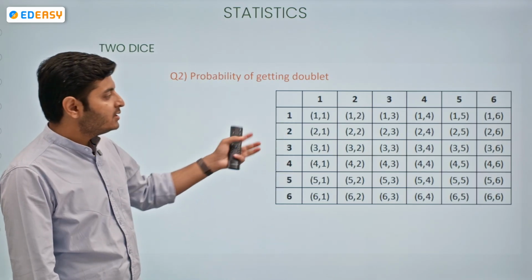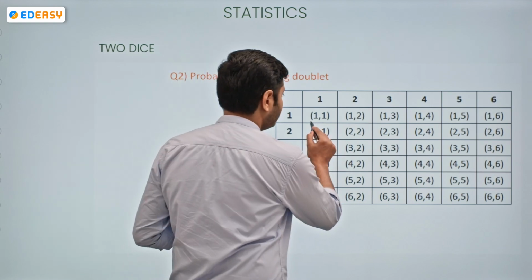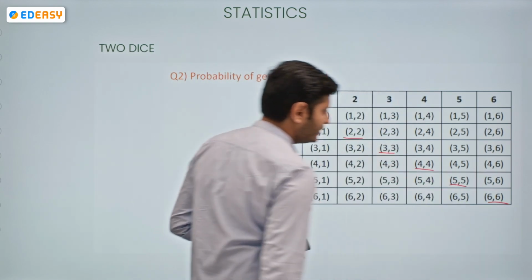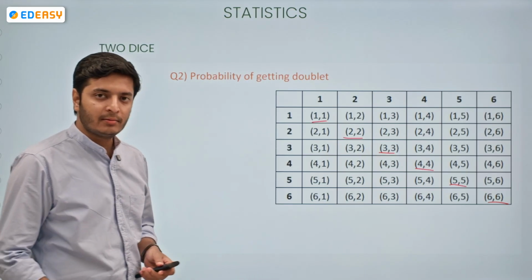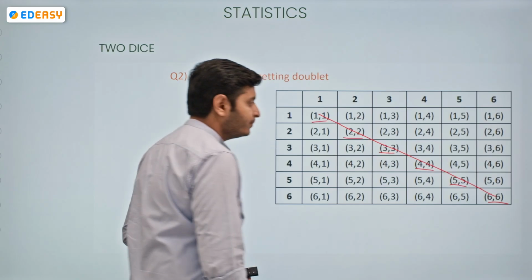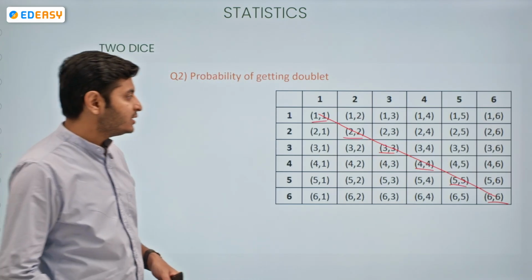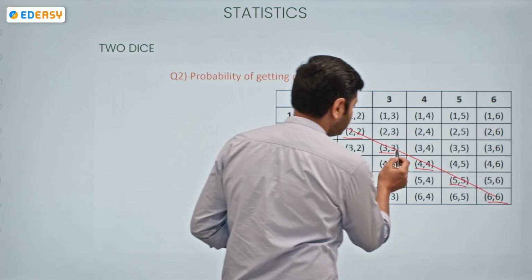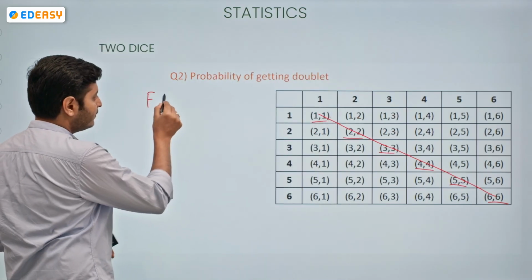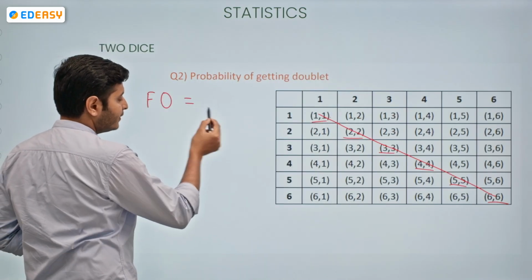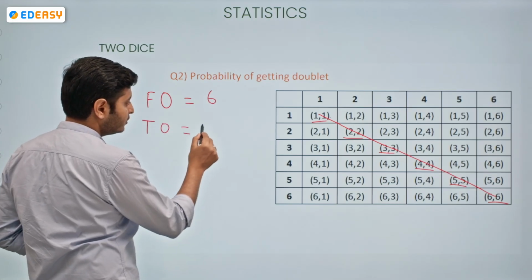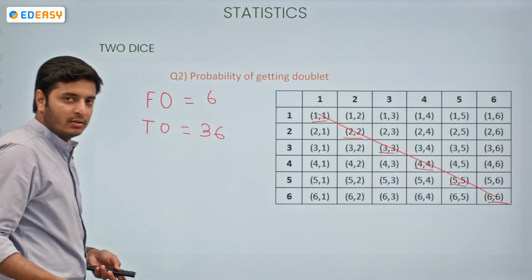So how many such outcomes are there? 1, 1, 2, 2, 3, 3, 4, 4, 5, 5, 6, 6. Is there any other outcome where you can see the doublet? No. So every outcome in this diagonal is showing us the doublet. How many such numbers are there? 1, 2, 3, 4, 5 and 6. I'm going to write favorable outcomes as FO. Favorable outcomes 6, out of total outcomes, still the same, 36.